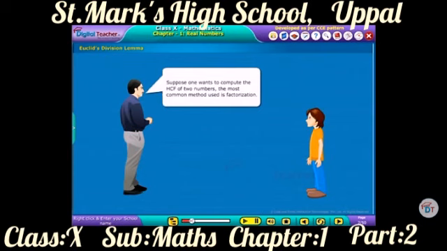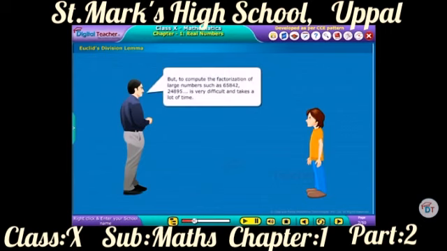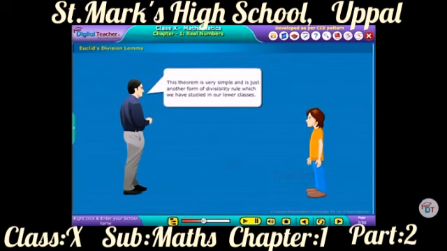Suppose one wants to compute the HCF of two numbers. The most common method used is factorization. But computing the factorization of large numbers, such as 65,842, 24,895, and so on, is very difficult and takes a lot of time. So Euclid came up with a theorem that would help us to find the HCF easily in less time. This theorem is very simple and is just another form of the divisibility rule, which we have studied in our lower classes.